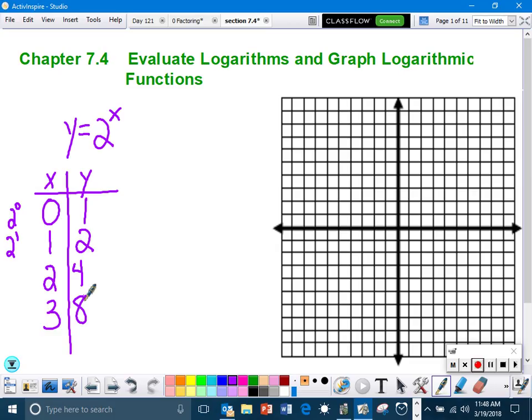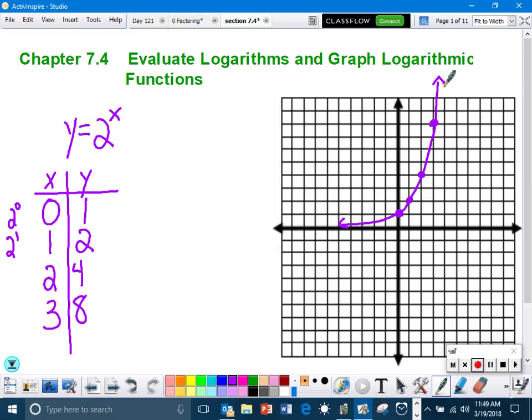All right, so remember, this one's going to curve up, so I'm going to plot those dots. And don't forget that there's a boundary line. The x-axis is the boundary line, so it's curving this way and getting closer, and then curving up like that.